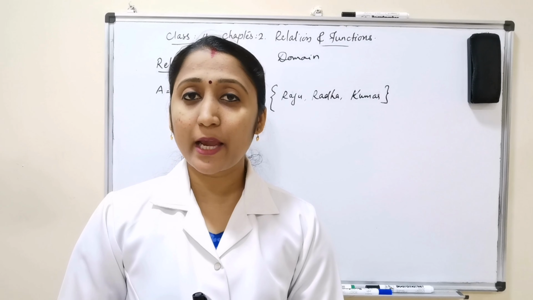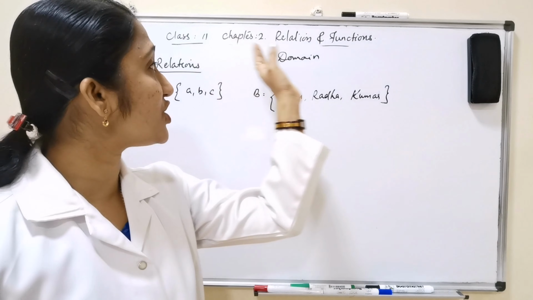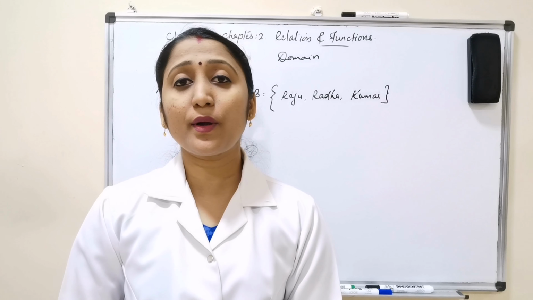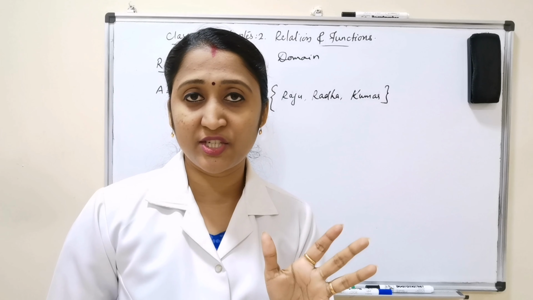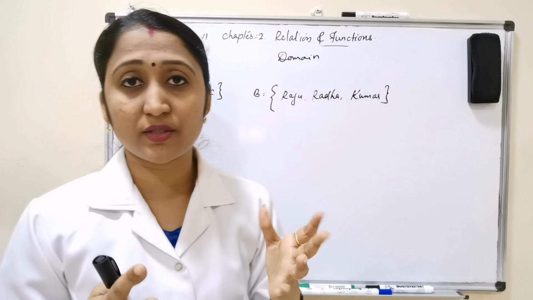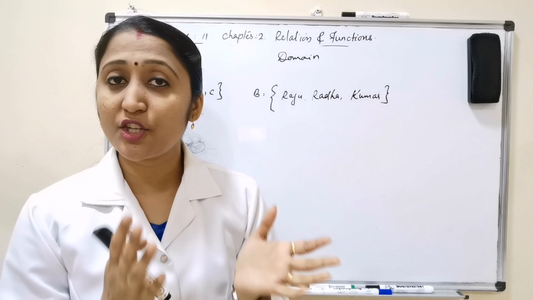Today we are discussing the topic Class 11 Chapter 2 Relations and Functions. Last class we completed exercise 2.1. This is the second topic of Chapter 2, that is relations. The first topic is the Cartesian product.